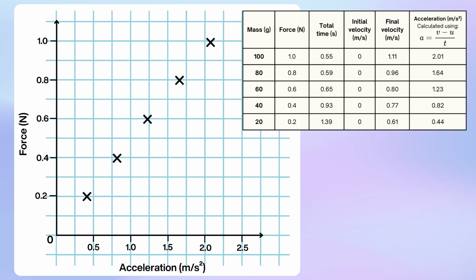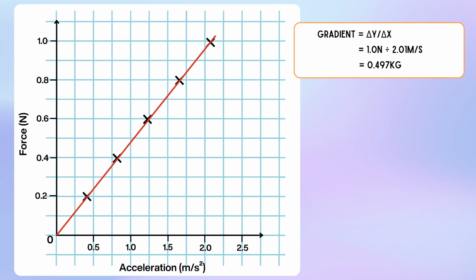Now that we have plotted these points, we can see that we have a linear relationship between the force and acceleration. This is exactly what Newton's law tells us, that acceleration is directly proportional to the force applied. But we can also see something else interesting. Let's find the gradient of the graph.